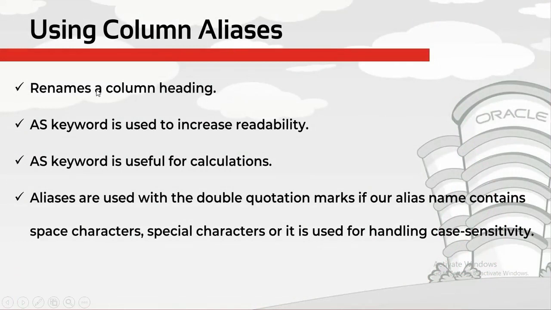Using column aliases, we can use alias names for some columns. For example, hire date is the column name, but when writing the query I use an alias after the column name: as join date. That will display in the result as join date, not as hire date. The AS keyword is used to increase readability. Why use aliases for the names? To increase readability. The AS keyword is useful for calculations also. Aliases are used with double quotation marks if our alias names contain space characters, special characters, or for handling case sensitivity. So this is the thing for aliases.